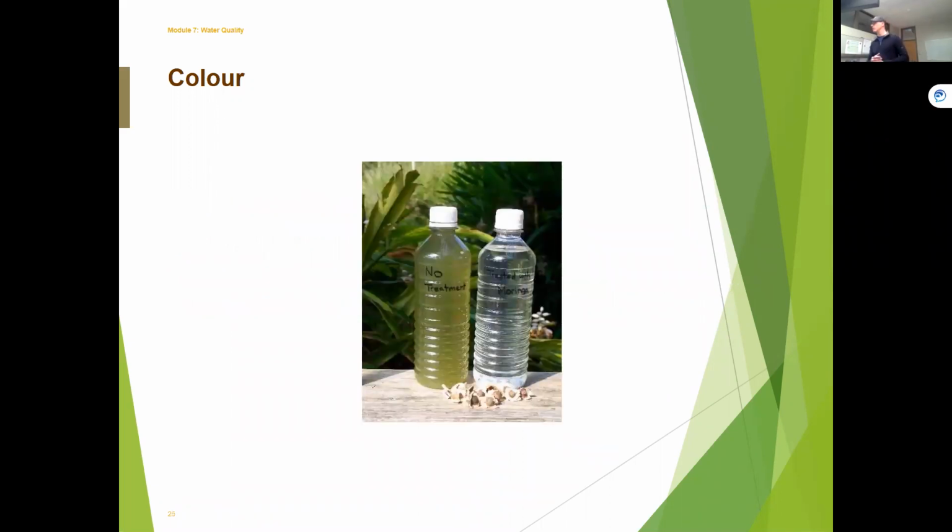Here's an example of color, right? No treatment and treated. Definitely you do not want to drink the water on the left. That looks awful.